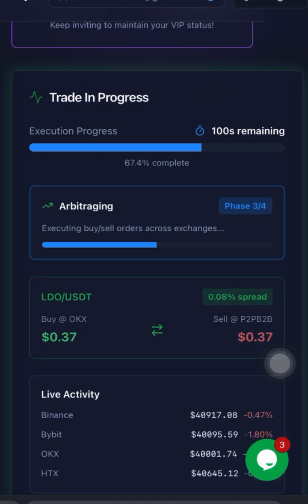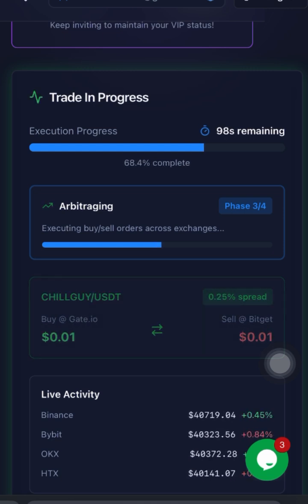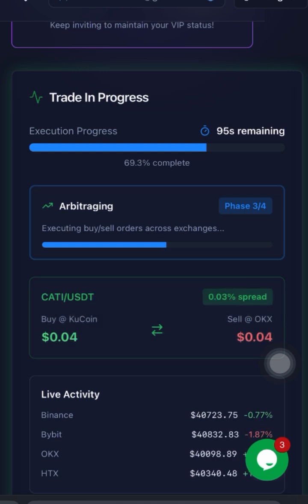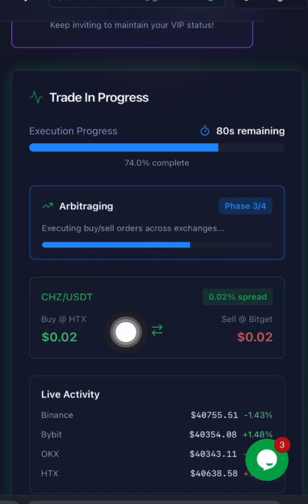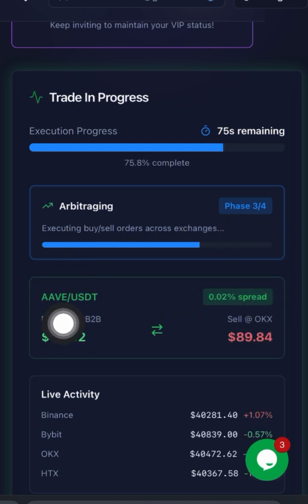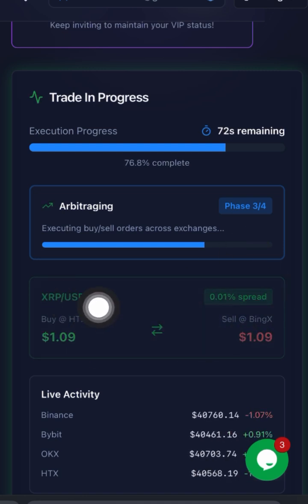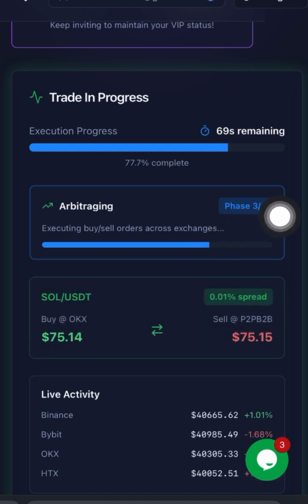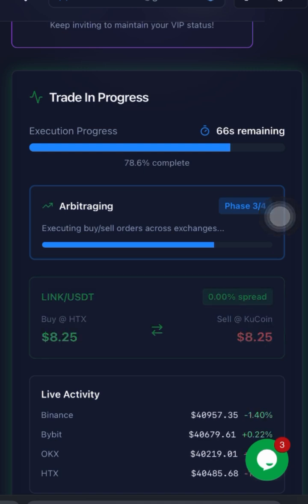Currently it's doing the arbitrage. It's doing the buy and sell across all the exchanges. You can see everything going on over here: the coin that is trading, the price, the exchange, and everything.